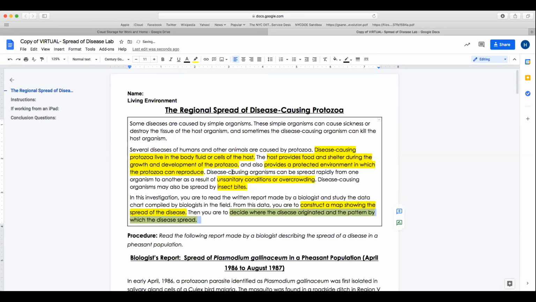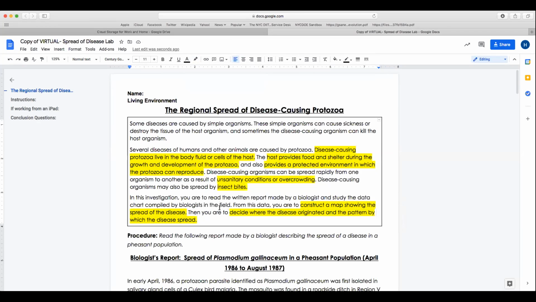Perfect. Thank you so much, Jocelyn. So as we just read, today we're going to be looking at the spread of diseases, but we're not talking about coronavirus today, although we'll see that the patterns by which they spread are pretty similar. We're going to be looking at the spread of malaria amongst birds.